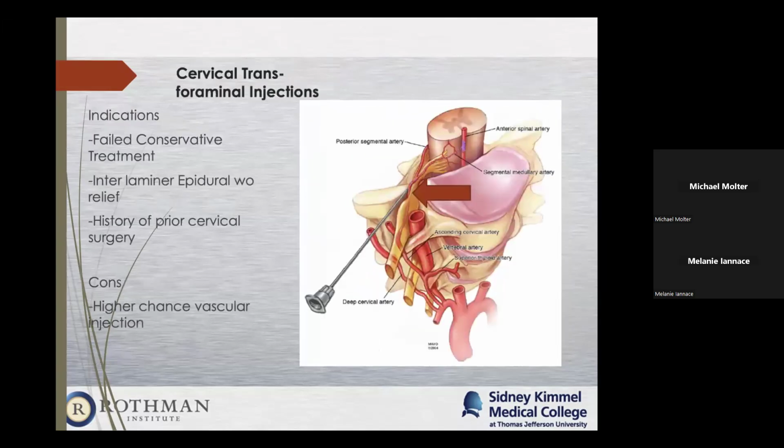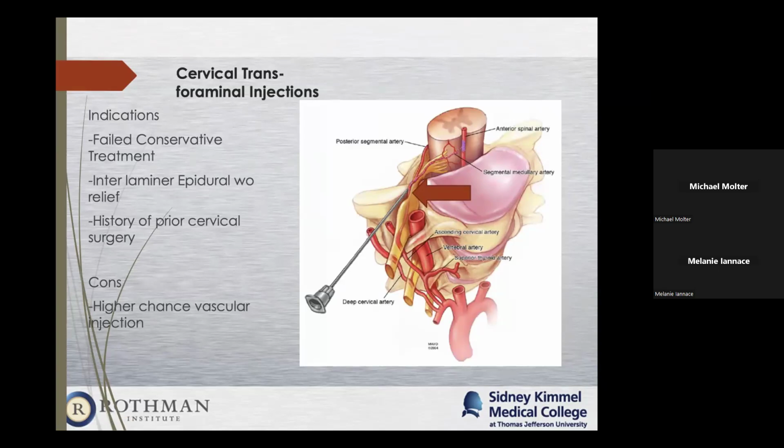The ones that aren't usually done in the office are what's called the transforaminal injections. Basically, it's just a different name for the epidural, but it's called that because it's done where the nerve actually comes out. Now, reasons for this are if you've had significant neck surgery already and your landmarks that we use to do a regular epidural aren't there, or if you've had a regular epidural and it hasn't given you relief.